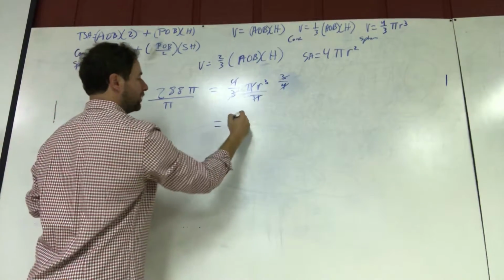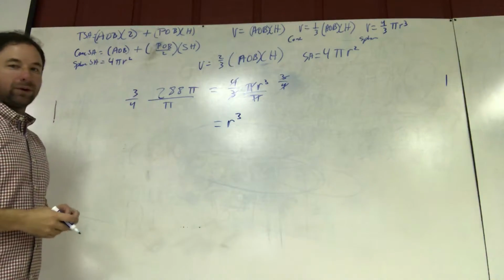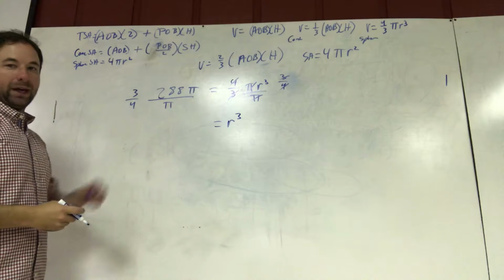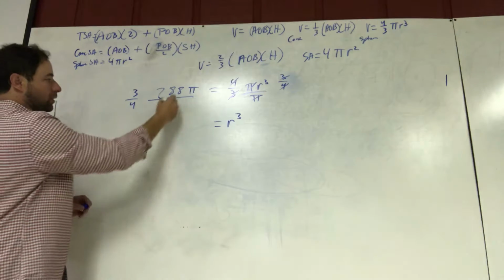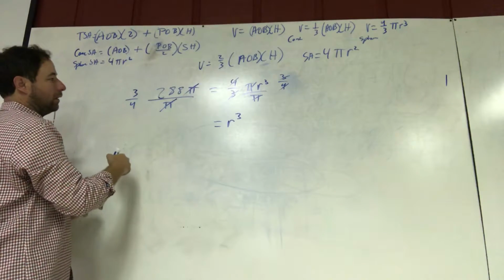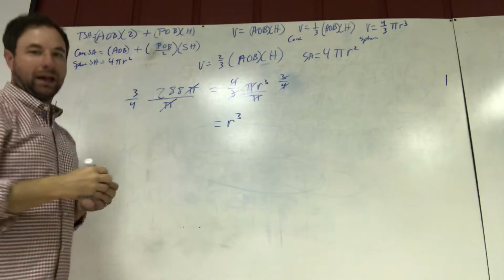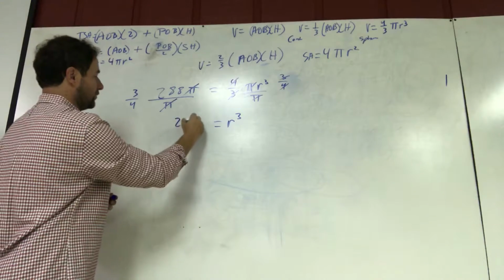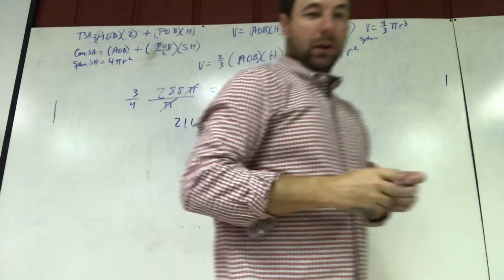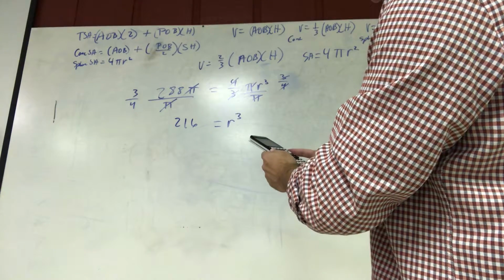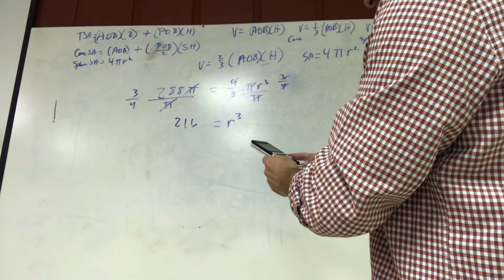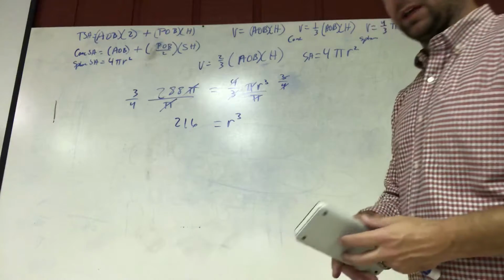So what we did was we isolated the r cubed on the right side, and then we have 3/4 of 288 pi. Now what you're going to do is multiply this all out. Whenever you multiply this all out, you're going to get 216. All right? Because I'll just do it in my calculator while you're probably working on your own. So 3 times 288 equals that, divided by 4, 216.